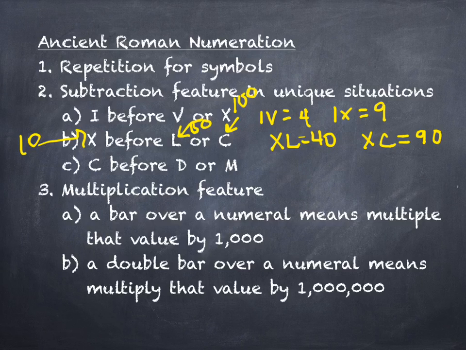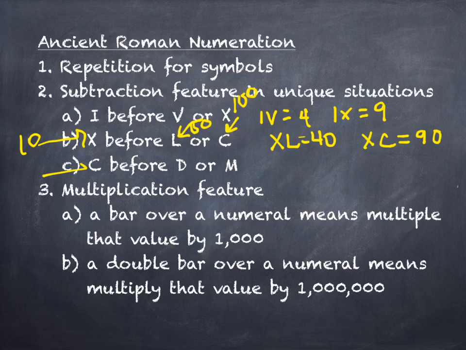You're not going to see a number written in a different way. That is to say, we would not see IL written for 49. 50 minus 1, it's not going to happen. That is not appropriate Roman notation. So the only thing that we can see written in front of an L or a C is an X. Okay, we already did the C.